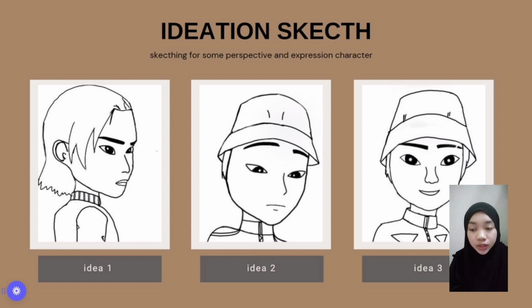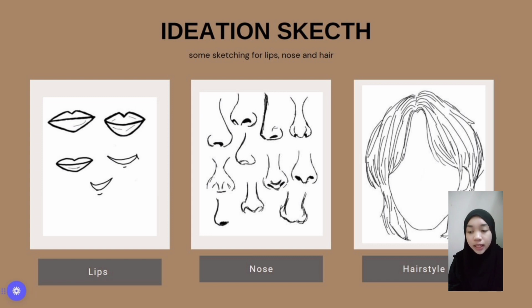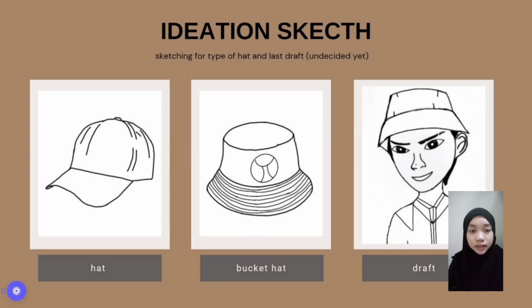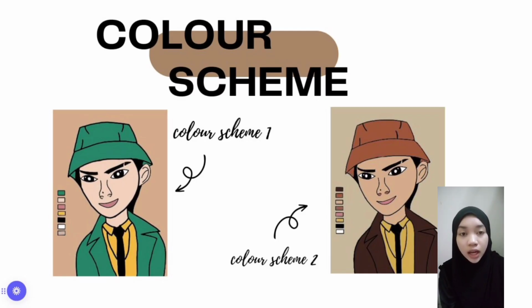I draw this using my tablet with pencil and the software I use is Sketchbook Pro. This is some of the additional sketches for eyes, also eyebrow. And this is another additional sketch for lips, nose, hairstyle and head. And this is my first draft I draw. The outline that I draw, now I want to explain the color scheme.